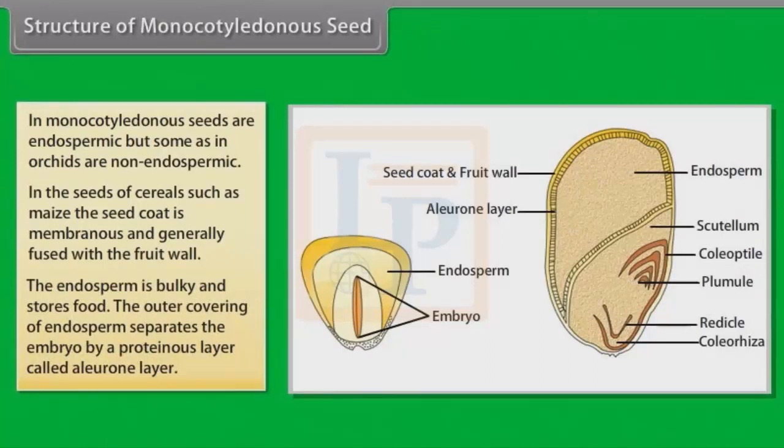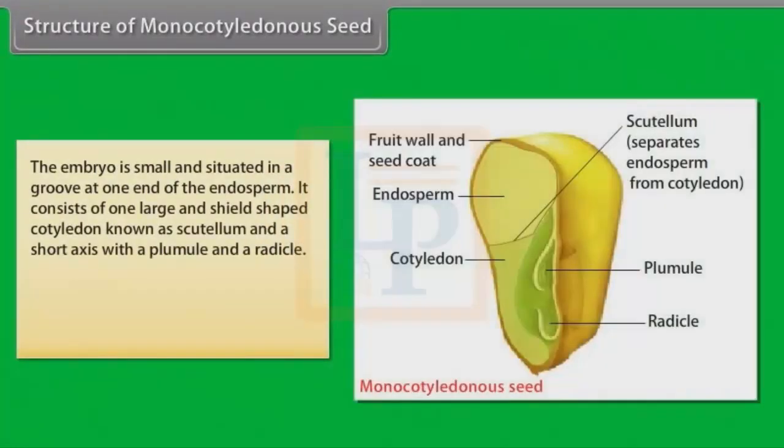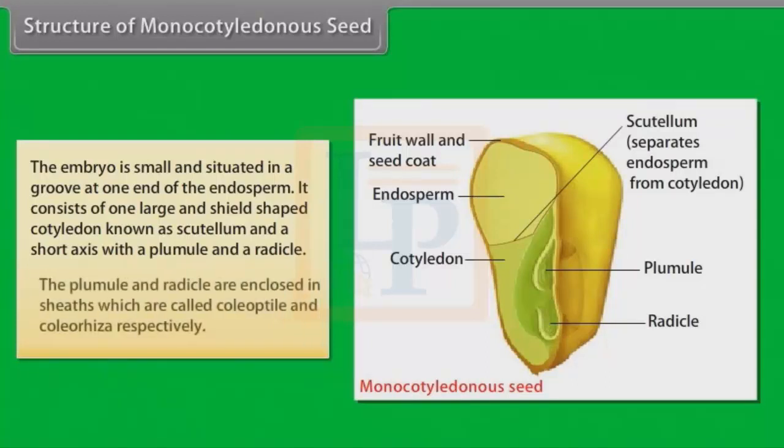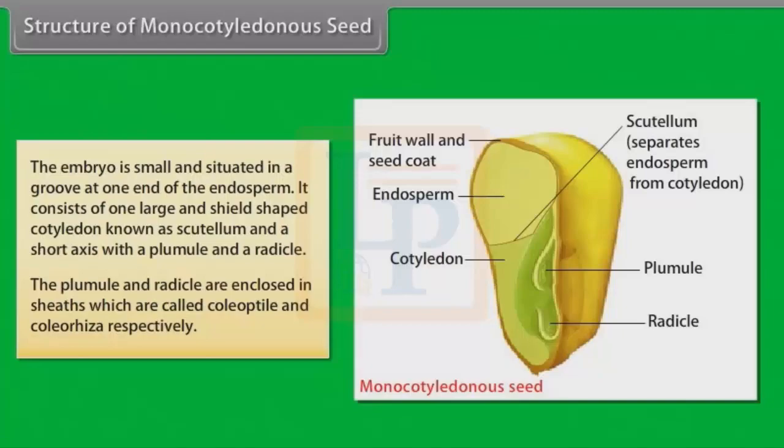The outer covering of endosperm separates the embryo by a proteinous layer called aleurone layer. The embryo is small and situated in a groove at one end of the endosperm. It consists of one large and shield-shaped cotyledon known as scutellum and a short axis with a plumule and a radicle. The plumule and radicle are enclosed in sheaths which are called coleoptile and coleorhiza respectively.